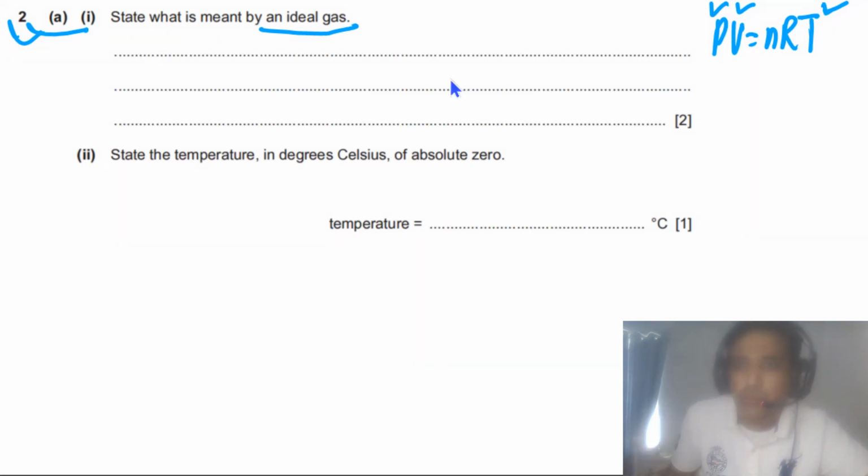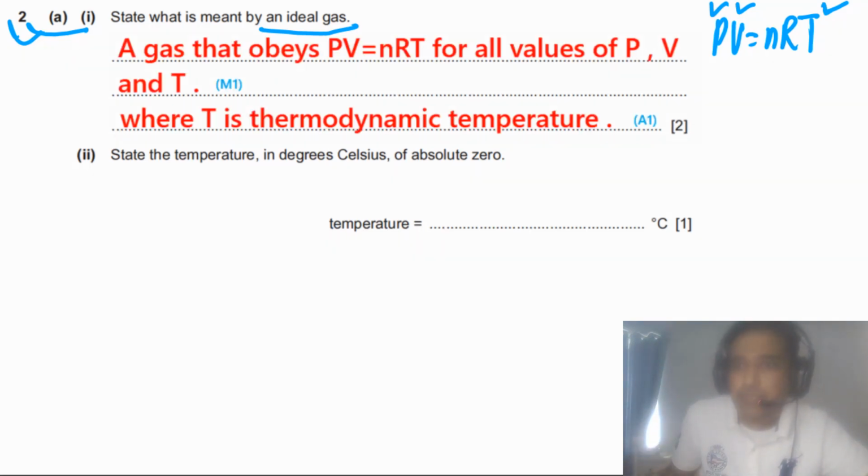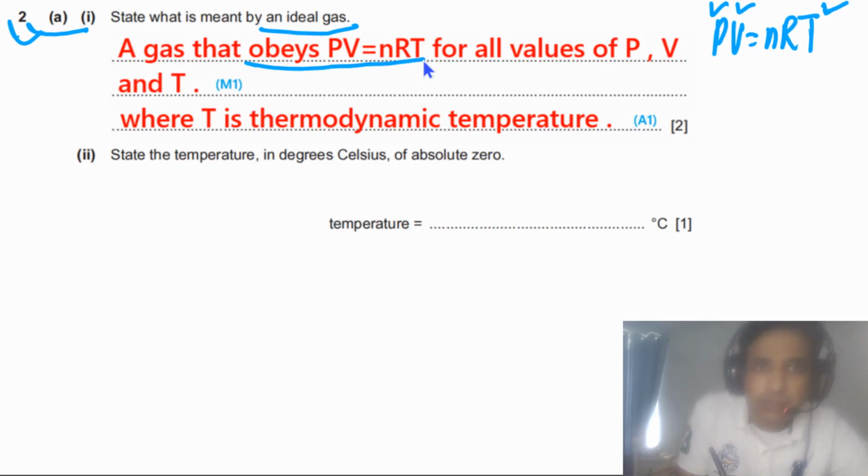Let me show you how you can write down your answer. You can say a gas that obeys PV = nRT for all values of P, V and T. And you have to write down that temperature has to be in kelvin, or simply say T is thermodynamic temperature. So you will get 2 marks.